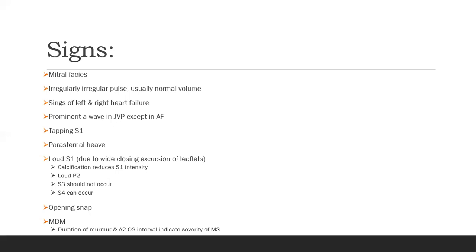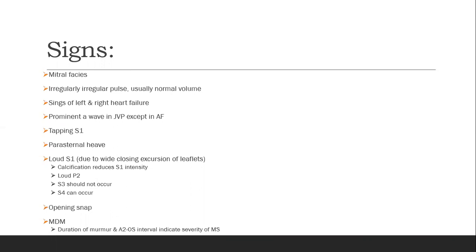Again, pulmonary hypertension will cause loud P2 or loud S2. Normally S3 should not occur, because what is S3? It is a sound produced when blood from the left atrium flows into the left ventricle during the early filling phase. Here the blood is not filling at all into the left ventricle, so obviously you should not get S3 in pure mitral stenosis. S4 can occur. What is S4? It is a sound produced during the late filling phase of diastole when the atrium contracts and pushes blood into the ventricle. So S1 should be loud. P2 will be loud with the onset of pulmonary hypertension. S3 should be absent in mitral stenosis. S4 can occur.